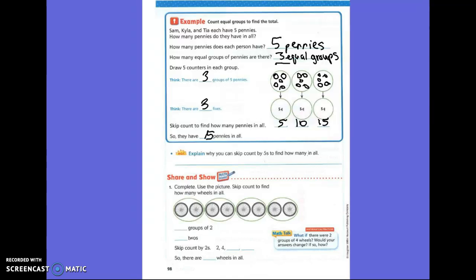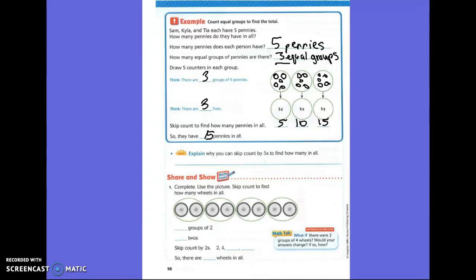Why can you skip count by 5s? Get this. 5, 5, 10, 15. Why can you do that? Because all the kids have 5. Okay. Aubrey? Each kid has 5 pennies. That means that you have to count by 5 pennies. Okay.